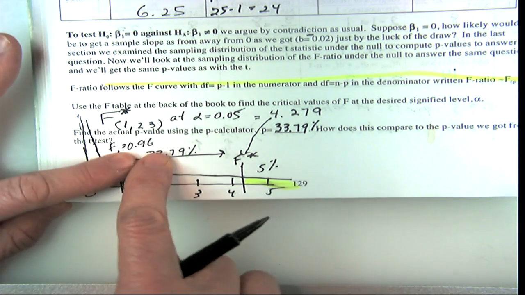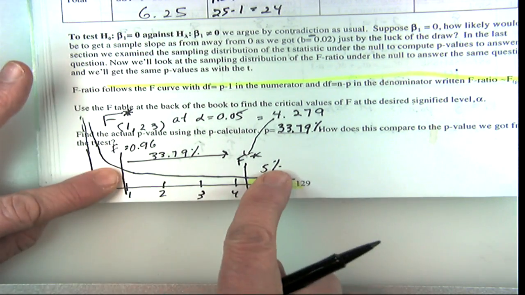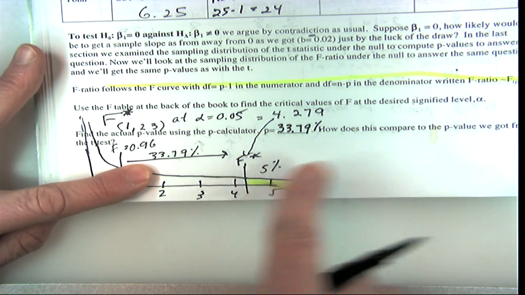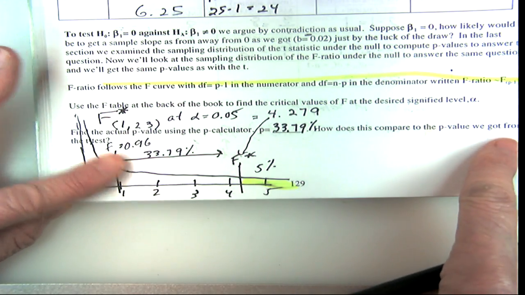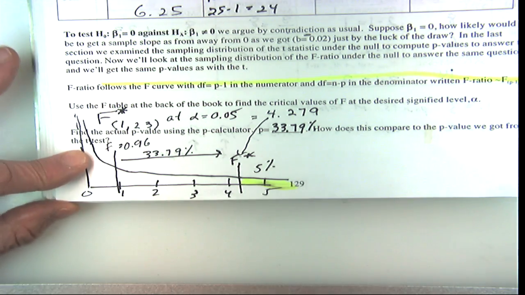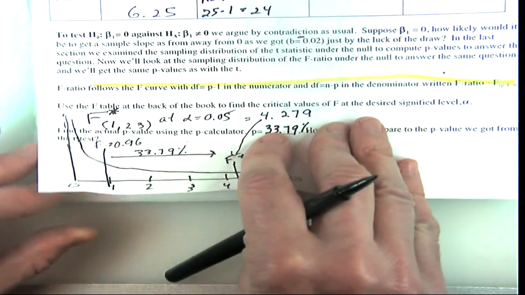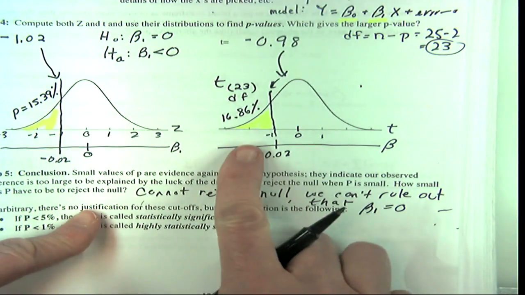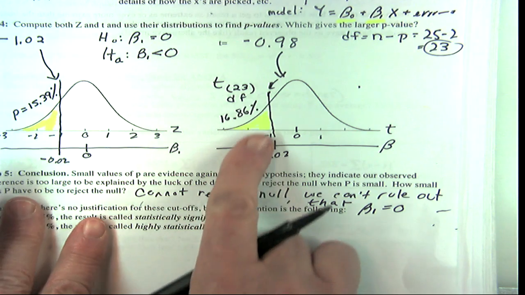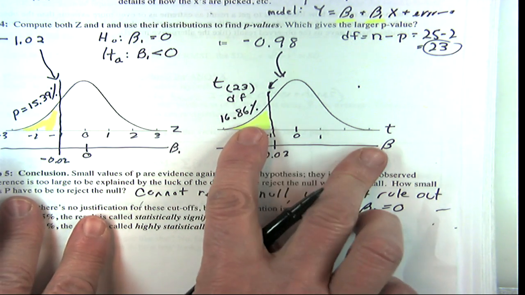So this was almost 1. So this whole thing, that's our p-value here. And now we're going to compare this to the p-value we got from the t-test. So let's just go back to where that was. That was on our previous page 123. I just want to show you that. So on page 123 from the t-test, we got this p-value right here.